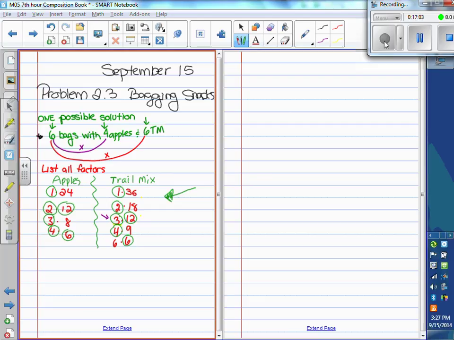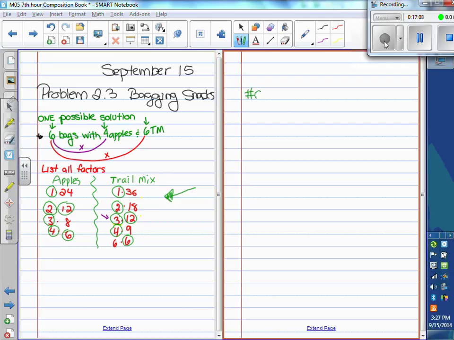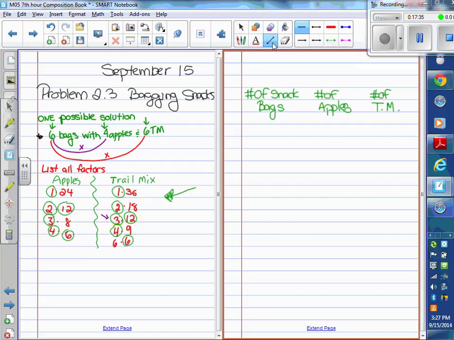To make it easy to read, what if I made a table that said the number of bags, and I use the pound sign, number of snack bags, right? And then number of apples. What would the last column be? Number of what? Yeah, Richie. Trail mix packets, right? So I'm going to choose TM. If I made a chart, I bet it would be more helpful for you.